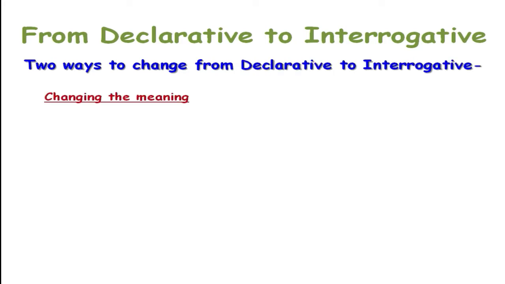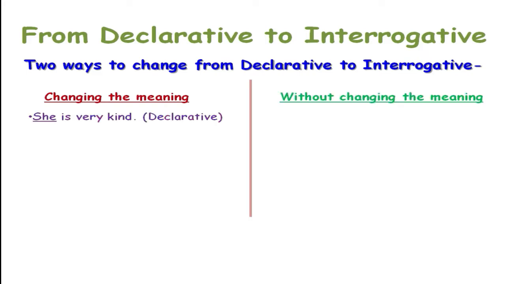The first way is by changing the meaning of the sentences. This you have learnt when you were in class 4. And the second is without changing the meaning. Let's first look at this side. Changing the meaning of the sentences. You can see the example here. It is, she is very kind. And you all are well aware that it is a declarative sentence.